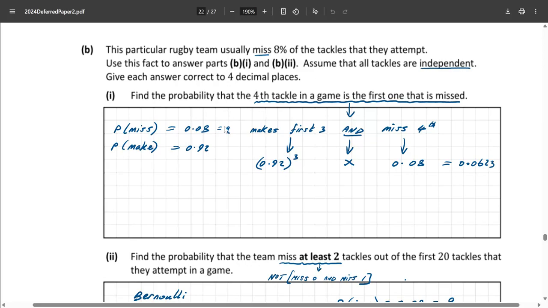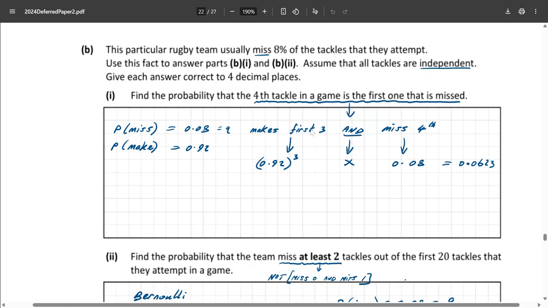Now the first part is straightforward enough. We don't need Bernoulli yet because the only thing we need to do is interpret the English correctly, converting the English to maths. So read this very carefully. The fourth tackle in the game is the first one that is missed. What are they really trying to say here in maths language? To keep it simple and logical, they're saying that basically you make the first three tackles, you're successful, and you miss the fourth. If you think about what they're saying there, the fourth tackle is the first one to be missed.